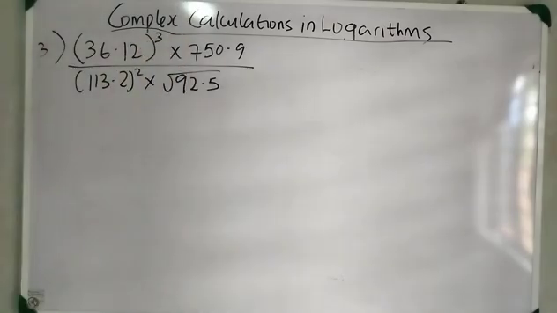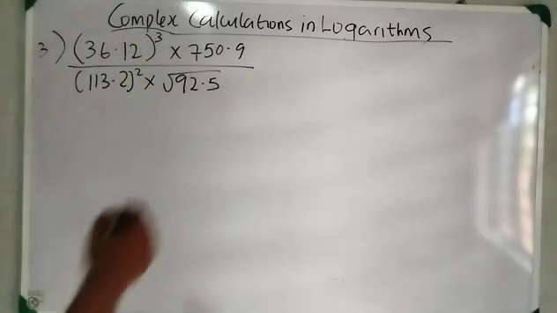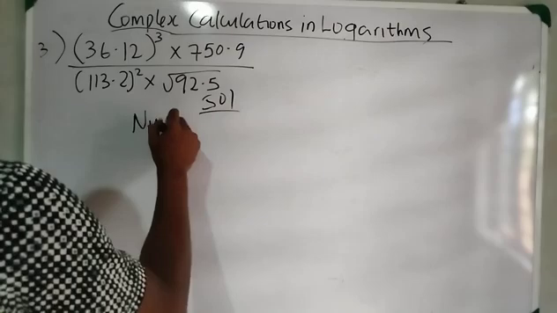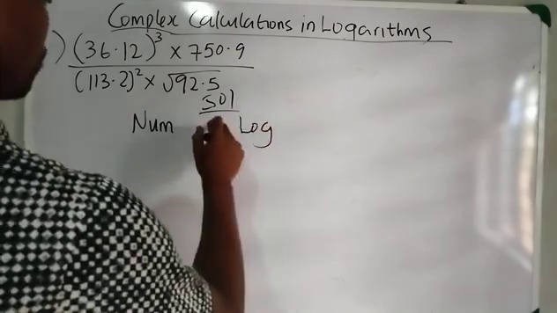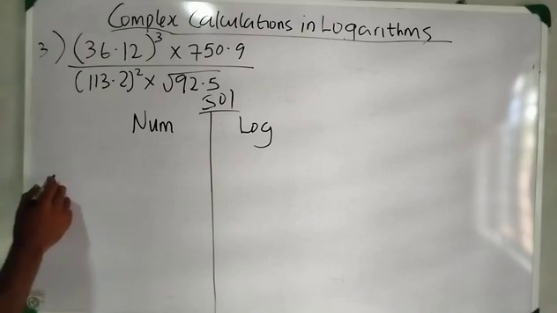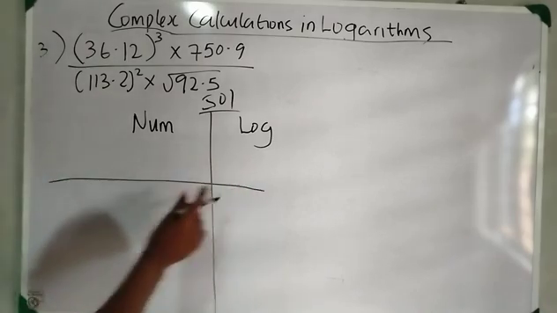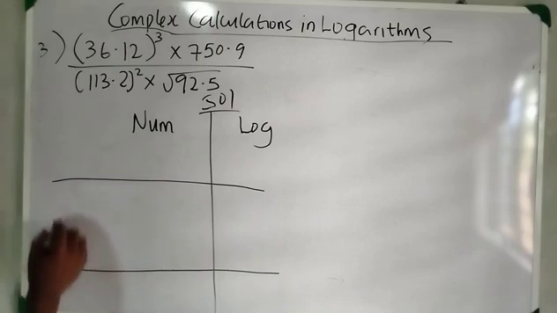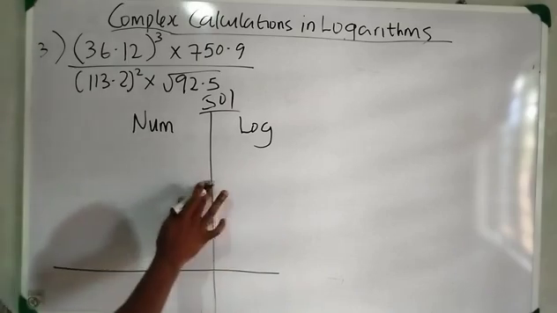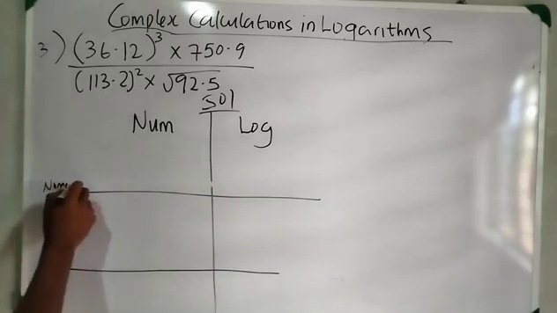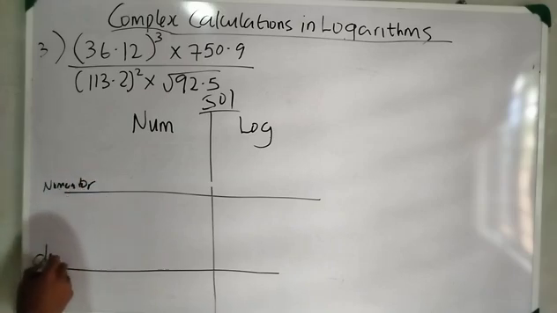But the solution is always the same. What's the first step? We want to draw our number and logarithm table. So drawing this number and logarithm tables, as I've explained earlier, we are going to take care of our numerator. I'm going to see if the space will let me work. If it doesn't, I'm going to extend it. And so this is the space for our numerator. This is where we are going to be solving our numerator. And this is for our denominator.